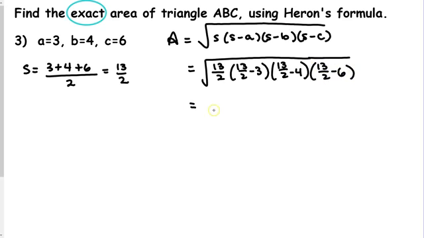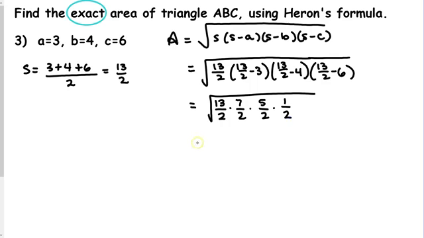Okay, I'm going to simplify each of those expressions. So we have the square root of 13 halves times 13 halves minus 3, which is the same as 13 halves minus 6 halves, and that's 7 halves. 13 halves minus 4 is the same as 13 halves minus 8 halves, and that's 5 halves. 13 halves minus 6 is 13 halves minus 12 halves, and that's 1 half.